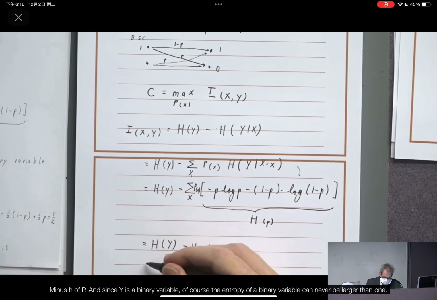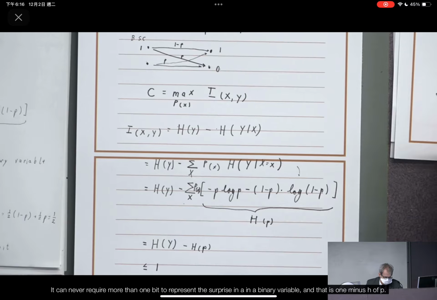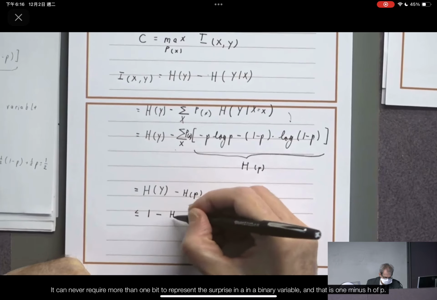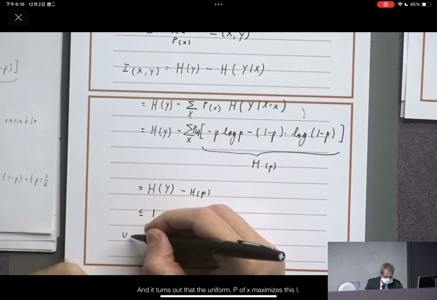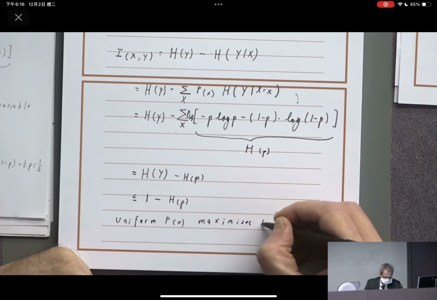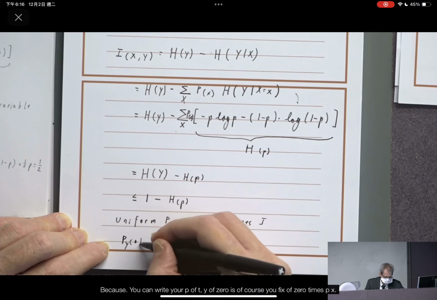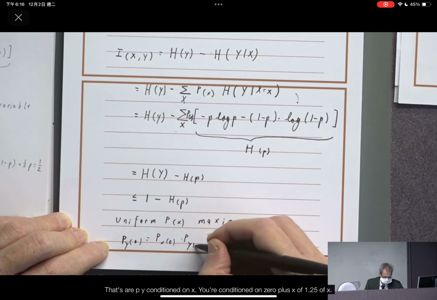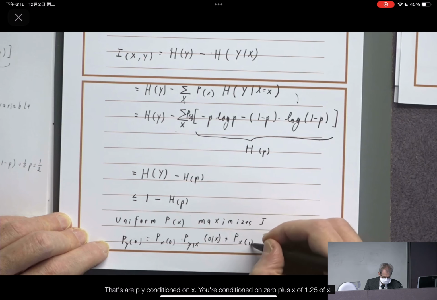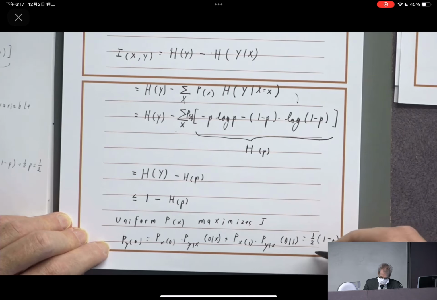And since y is a binary variable, of course the entropy of a binary variable can never be larger than 1. Right? I can never require more than 1 bit to represent the surprise in a binary variable. And that is 1 minus h of p. And it turns out that the uniform p of x maximizes this I, because you can write your p of y equals 0 as p of x equals 0 times p of y equals 0 conditioned on x equals 0, plus p of x equals 1 times p of y equals 0 conditioned on x equals 1, which is 1/2 times 1 minus p, plus 1/2 p, which is 1/2.